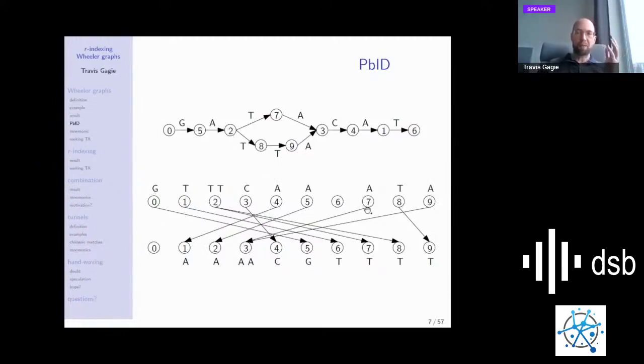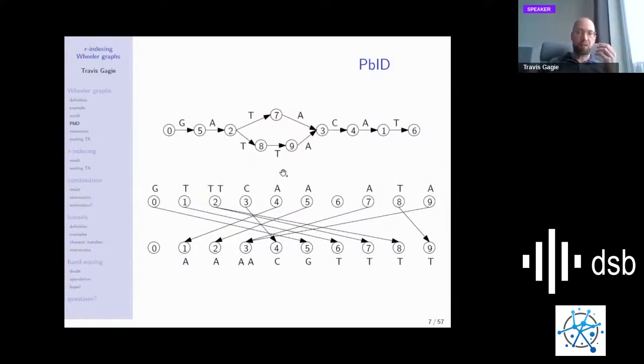If you put the vertices in order and write the labels on their out-edges, this corresponds to a Burrows-Wheeler transform. And then of course the labels on the in-edges are just sorted. So there's no in-edge, then a bunch of A's, a C, a G, and a bunch of T's.